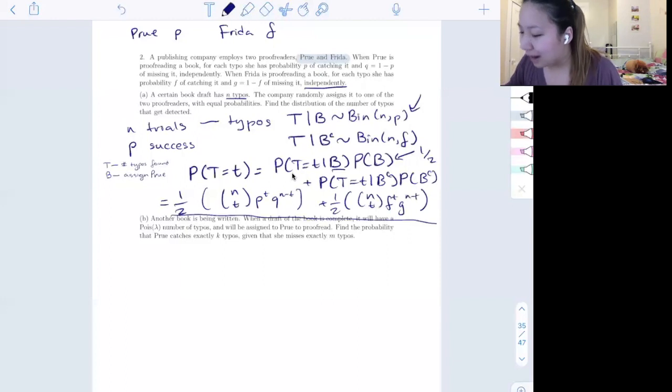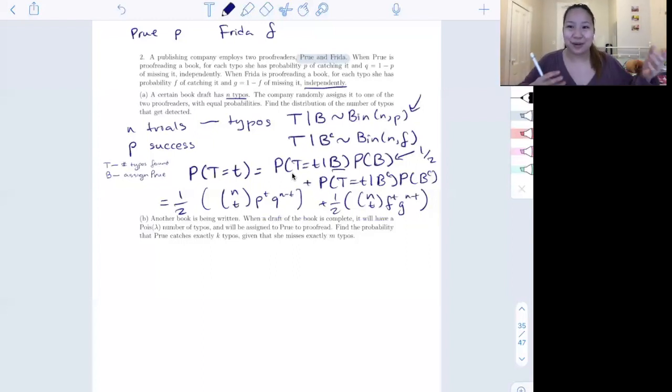We have to define the support because that's very important. And the support is going to be anywhere from 0 typos to n typos. Since we can catch anywhere from 0 to n typos, the support of each one of those binomials is also 0 to n. So t can equal 0, 1, dot, dot, dot, n. So that's our support. And that's part A.